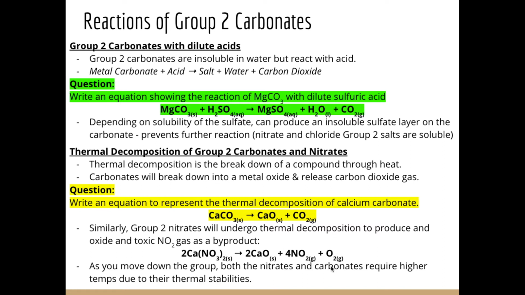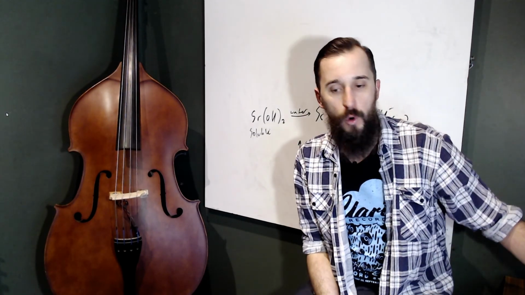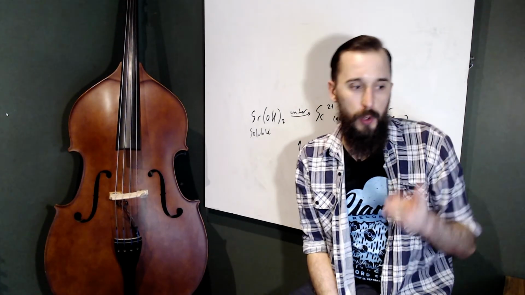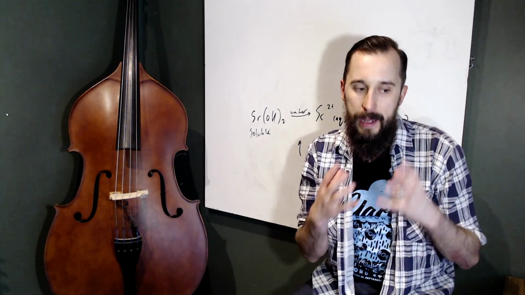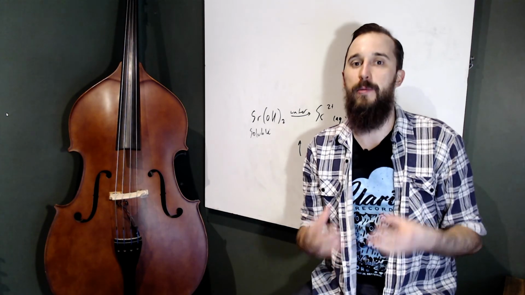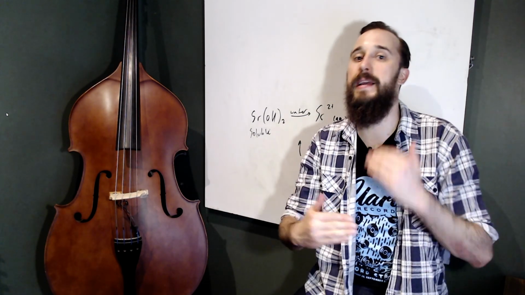As you move down the group, both the nitrates and carbonates require higher temperatures due to their thermal stabilities. So that's another trend that we can summarize for our group 2 compounds. As we go down the group, they become more stable with respect to the nitrates and the carbonates, so they require higher temperatures because they have an increased thermal stability moving down the group.